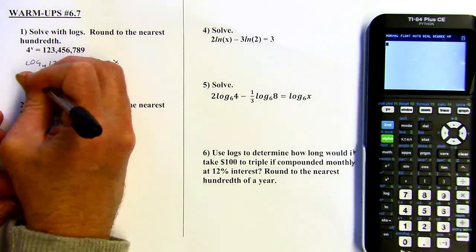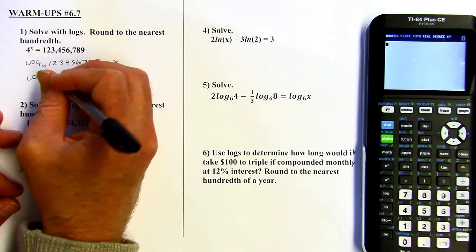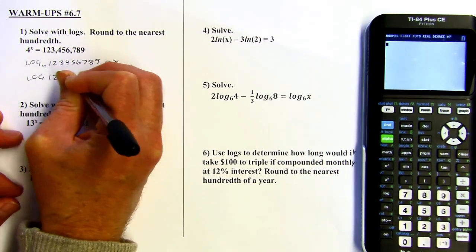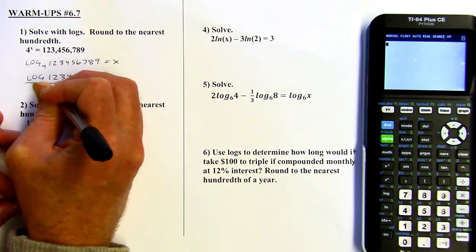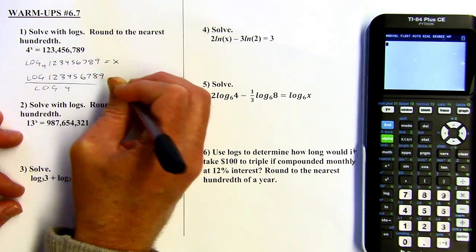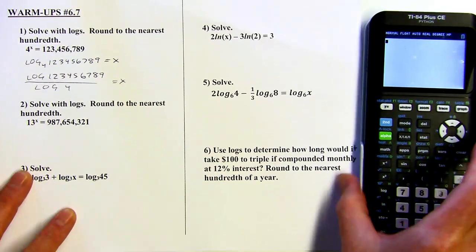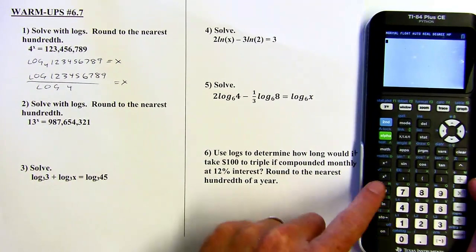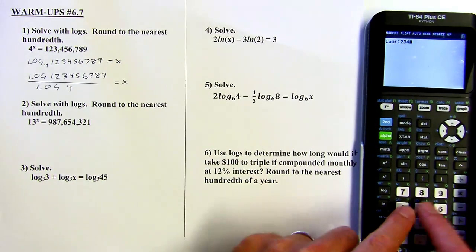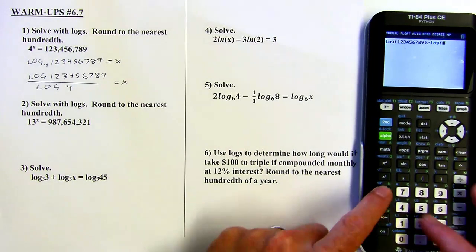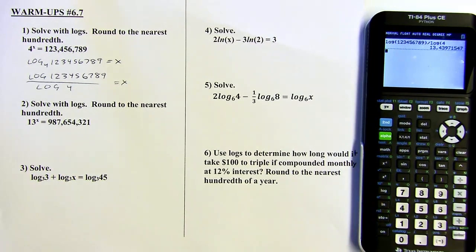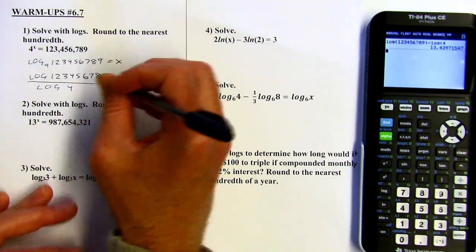And then when I'm putting this in my calculator, I'm going to need to use base 10 on my particular calculator. So here's what it's going to look like in base 10 with the change of base formula. Okay, so I'm going to take the log of the large number, 1, 2, 3, 4, 5, 6, 7, 8, 9. I'm going to close the parentheses, and I'm going to divide that by the log of 4. And then I've got 13.44.